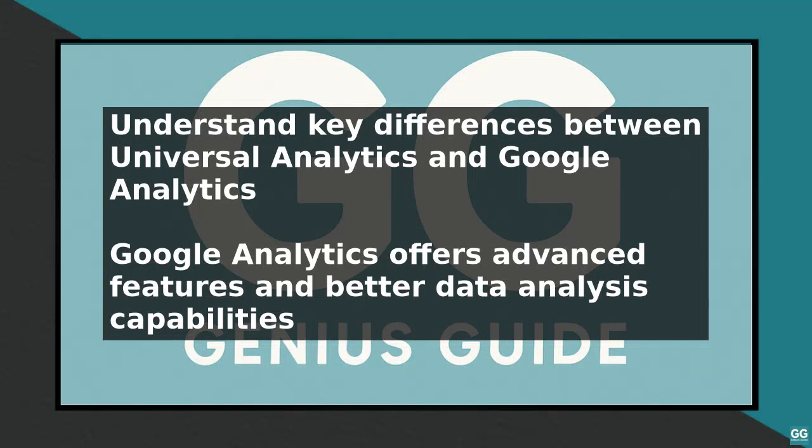To switch from Universal Analytics to Google Analytics segments, start by understanding the key differences between the two. Universal Analytics is being replaced by Google Analytics, which offers more advanced features and better data analysis capabilities. Google Analytics segments allow you to isolate and analyze specific subsets of your data, providing more detailed insights into your website traffic and user behavior.